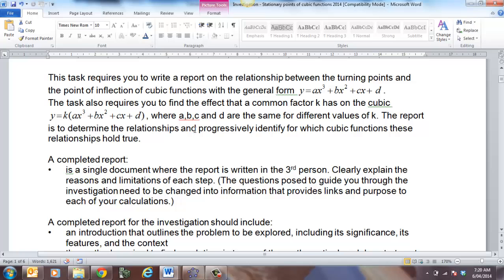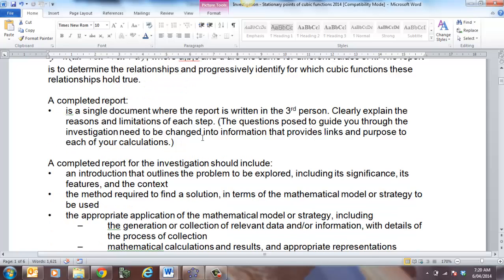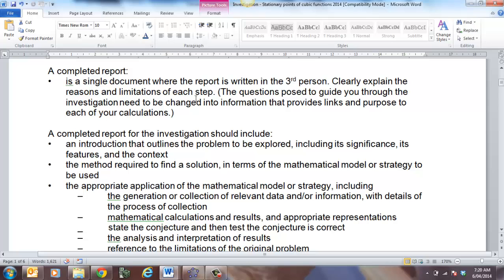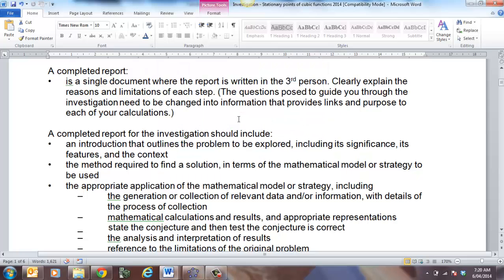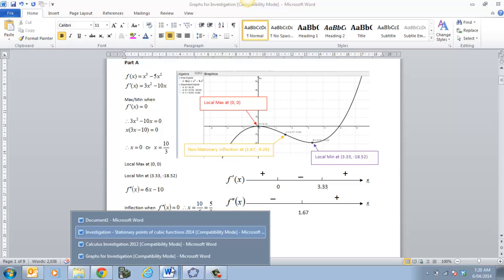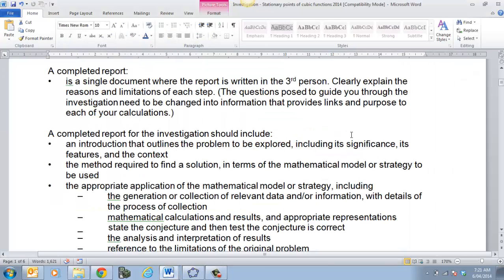All right. So now, part of the thing that we'll be expecting you to do is to complete this investigation in a written report, and so there's information regarding it in terms of how you set that out. So clearly explain the reason and limitations of the thing you're doing. So the question you're going to pose to guide through the investigation. So you want to be clear at the front what you're trying to do.